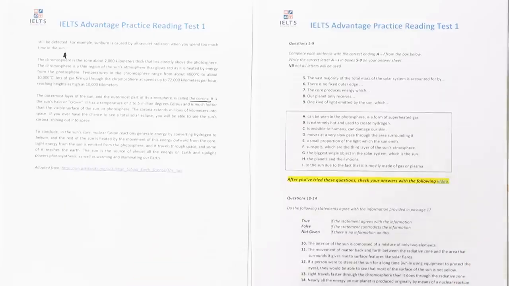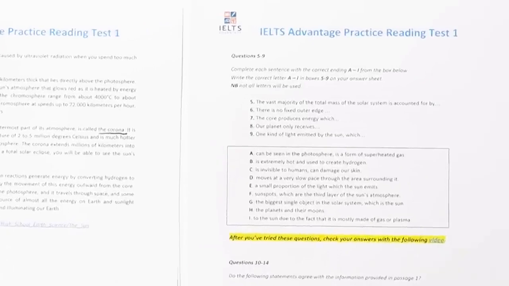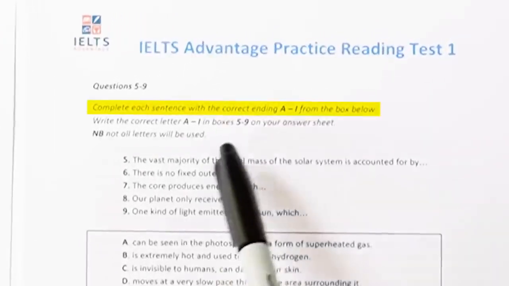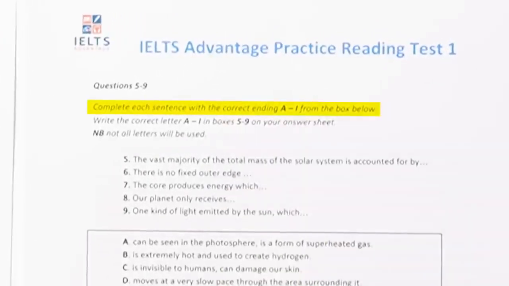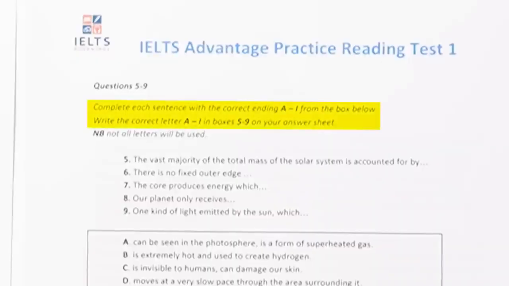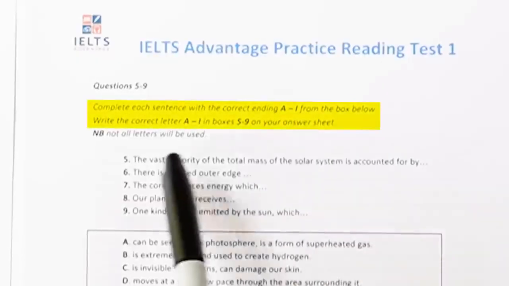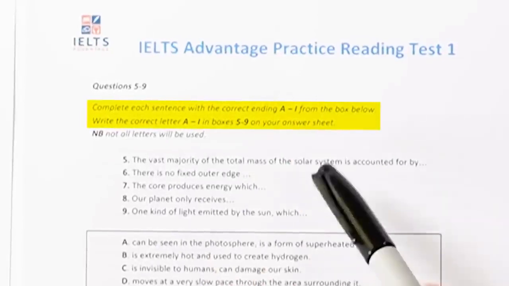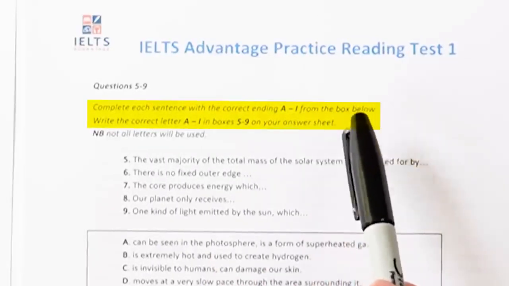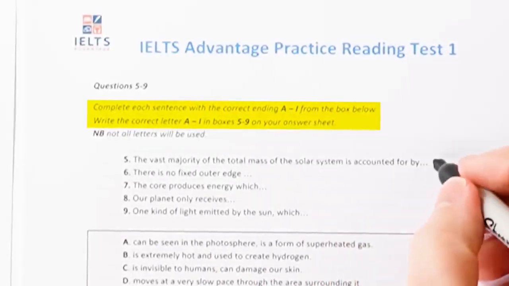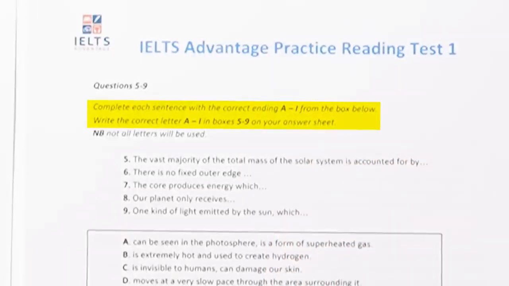Okay, so let's observe what type of question they are asking here. Complete each sentence with the correct ending. So this is sentence completion. It's really important that you understand what the type of question is, because the strategy is going to differ from question to question. Now let's carefully read the instructions as always. Write the correct letter, A to I, in boxes 5 to 9 on the answer sheet. So we're just going to write the letters here. We're not going to put it onto the answer sheet because we don't have enough room.